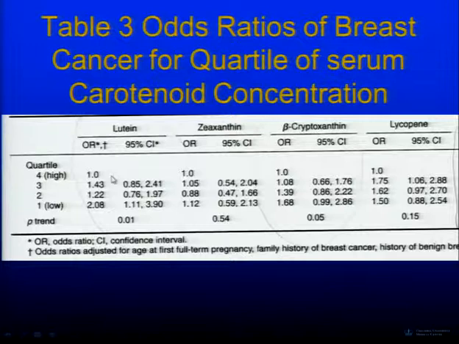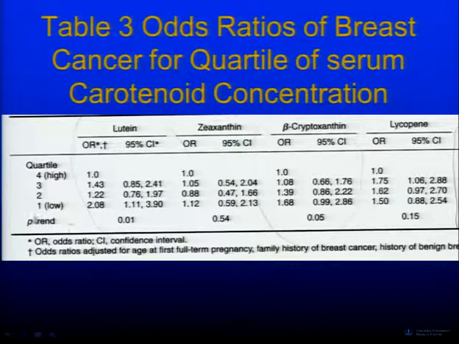So I want to just go through how these results are shown so that you can be better at doing this by yourself. So here at the lowest intake of lutein, you can see that the odds ratio was 2. Here's the 95% confidence interval, 1.1 to 3.9. So is that significant? It is, right? Because one is not included in this.